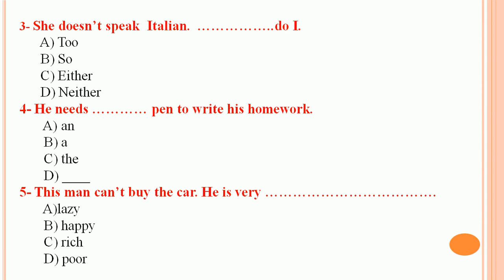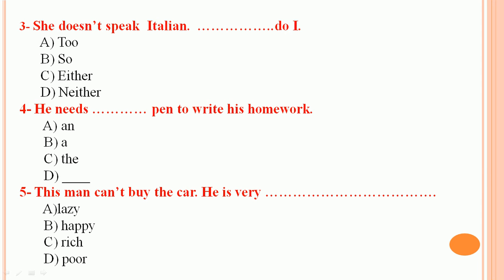She doesn't speak Italian. This sentence is in the negative form, and when negative form we use either or neither. So here we are going to choose one of these. At the beginning of the second sentence, we use neither. Neither do I, because the sentence is in the negative form and the word neither is at the beginning of the sentence.